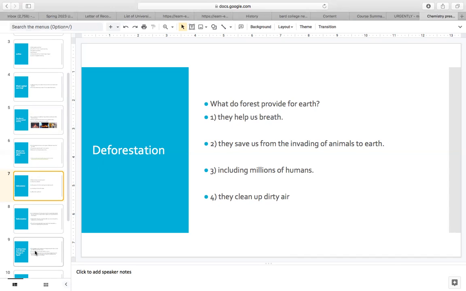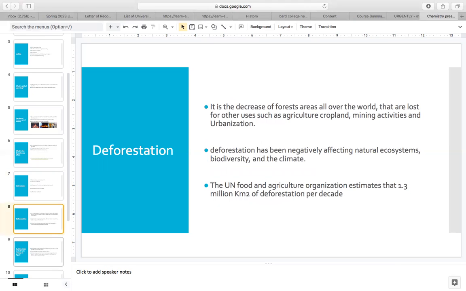Then moving to what is deforestation? It is the decrease of forest areas all over the world that are lost for other such uses. Maybe it's political, maybe it's culture, such as agriculture, cropland, mining activities, and urbanization. Deforestation has been negatively affecting natural ecosystem, biodiversity, and the climate. For your own knowledge, do you know that the United Nations Food and Agriculture Organization have reported that like 1.3 million kilometers of deforestation are happening per decade, which is a very bad number, very negative number.